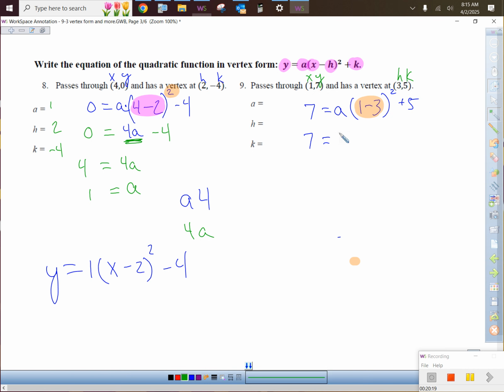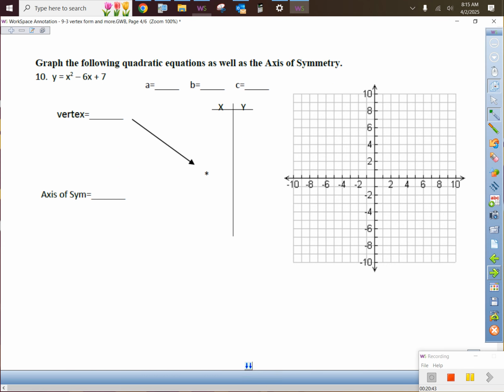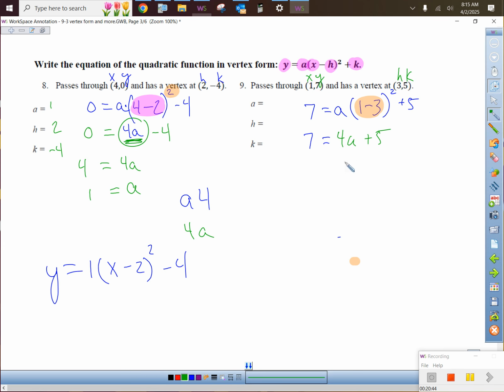And we've just had a coincidence. It's not always going to be a 4A. It's happened that way both times, but it's going to be something A, right? So 4A plus 5 in that case. Rock on. Solve for A. So 4A equals 2, right? And now tell your neighbor what you got for A.